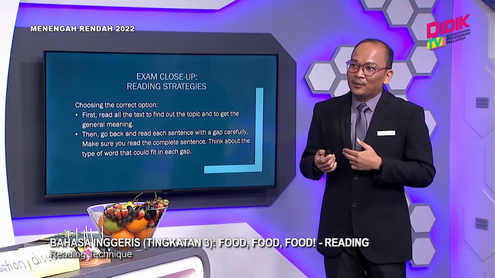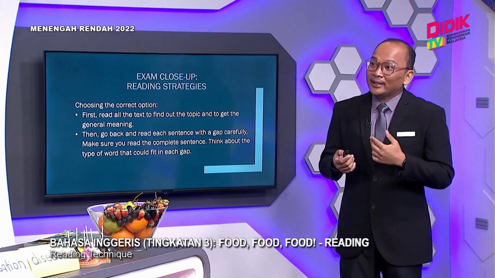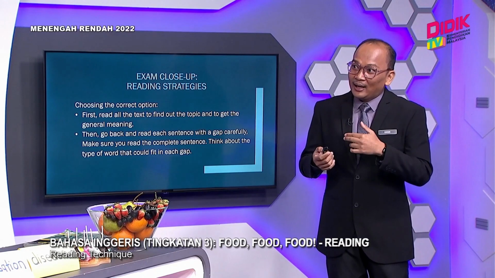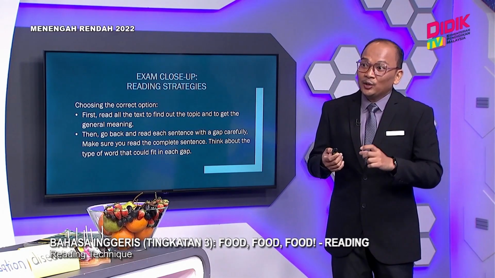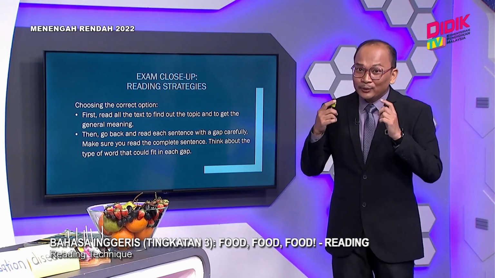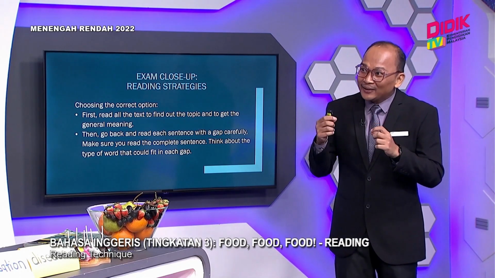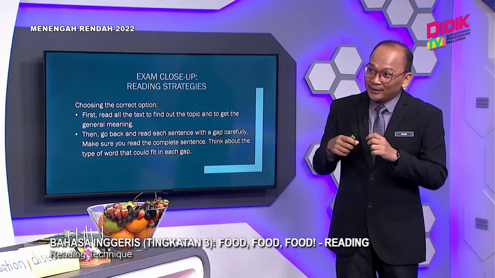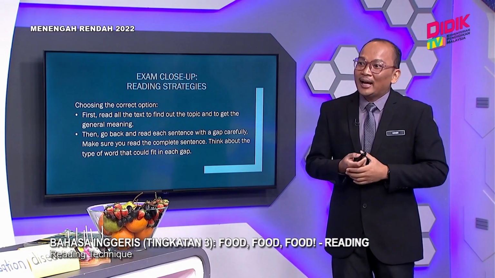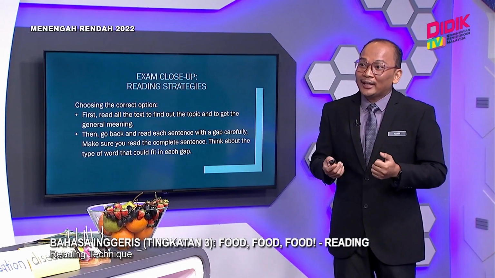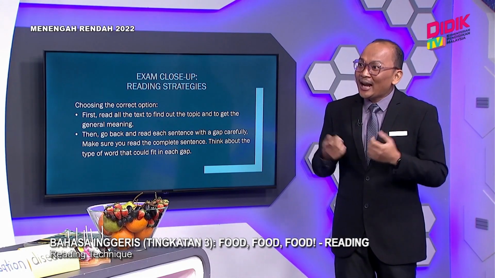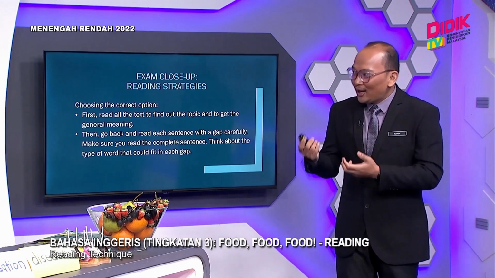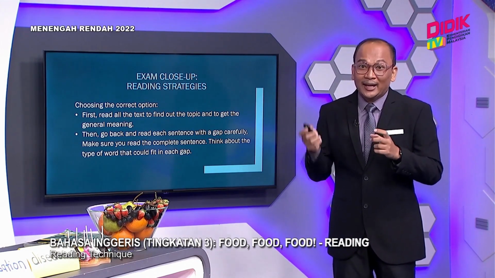Second, go back and read each sentence with a gap carefully, because for our activity, you need to fill in the gap. Make sure you read the complete sentence so that you make sense of the gap you want to fill in with the words given to you. Also think about the type of word that could fit in each gap, because in English there are so many types of words. Some are nouns, some are verbs. You need to make sure that whatever word you choose is suitable for the text.